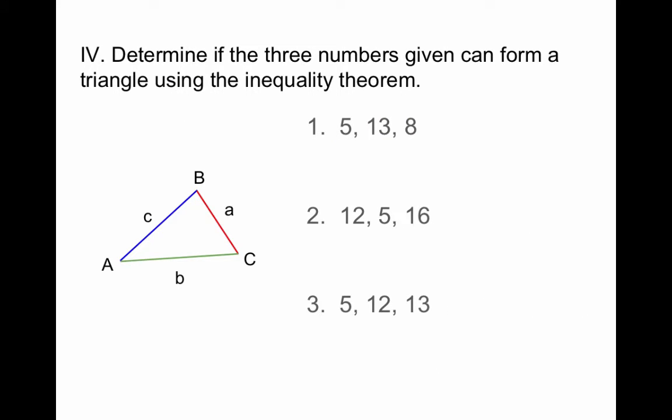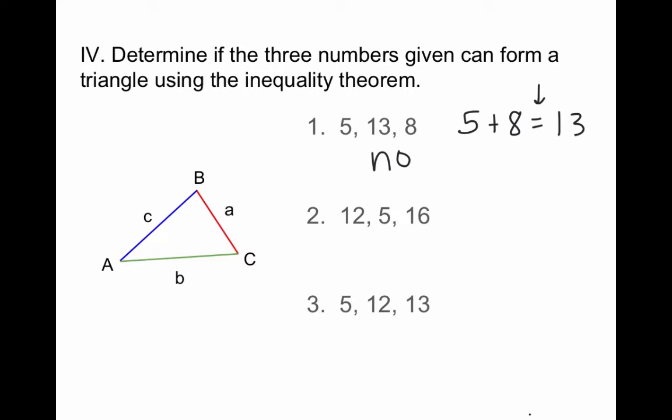Determine if the three numbers given can form a triangle using the inequality theorem. So on this one, you're using what you've now learned to figure out if you can have a triangle with that third side. So we have 5, 8, and 13. First of all, let's think about the order here. I'm going to take the two smallest, 5 plus 8, that equals 13. The sum of two sides must always be larger than that third side. So this is not a triangle.